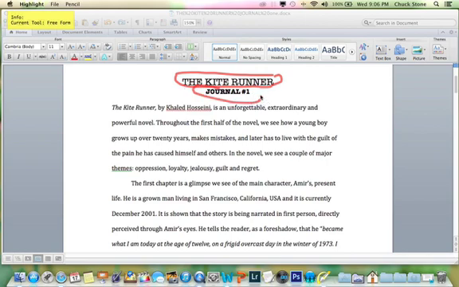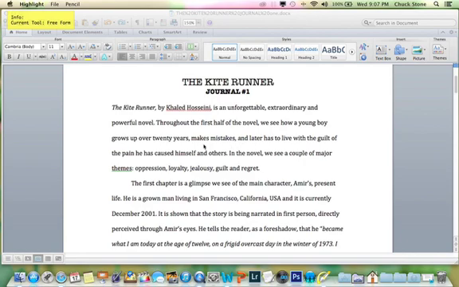Journal number 1 should be on the same line as this part of the title: Kite Runner Journal number 1. Put it all in 12-point font and so on. Make sure you indent your first word in a paragraph. Let's go ahead and clear that out and look at the actual content here.